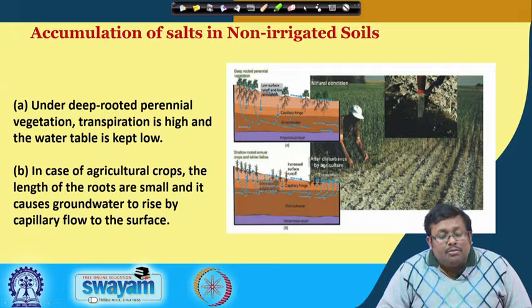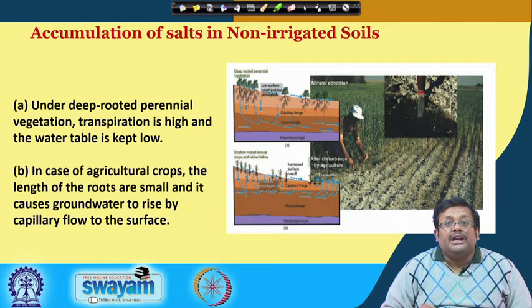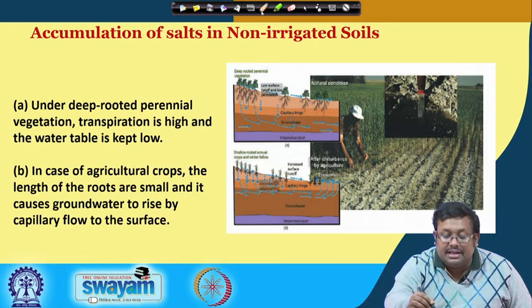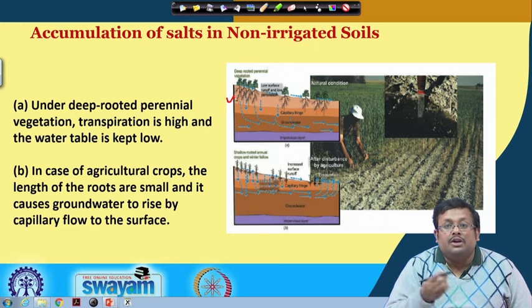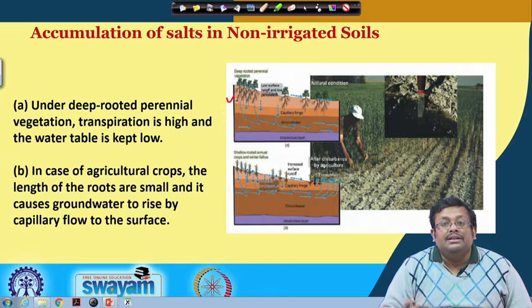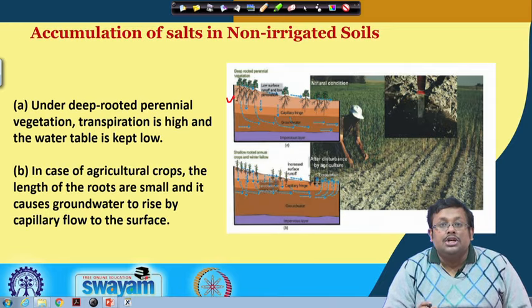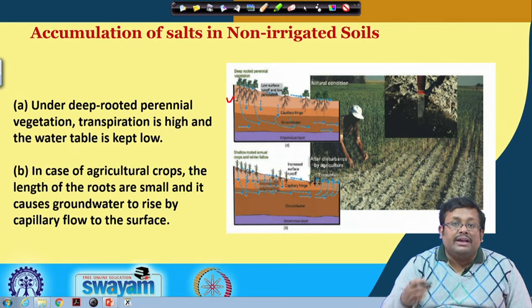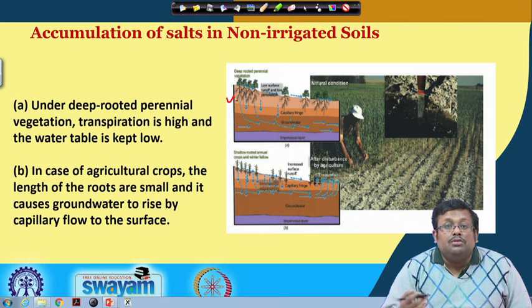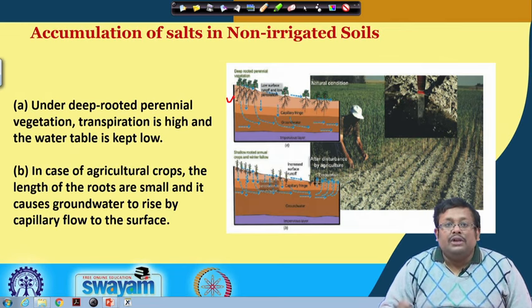So, in case of accumulation of salts in non-irrigated areas, you can see here under the deep rooted perennial vegetation, transpiration obviously is high and the water table is kept low. So, this is one condition. If we go for agricultural operation there, in case of agricultural crops, the length of the roots is small obviously, because they are field crops.